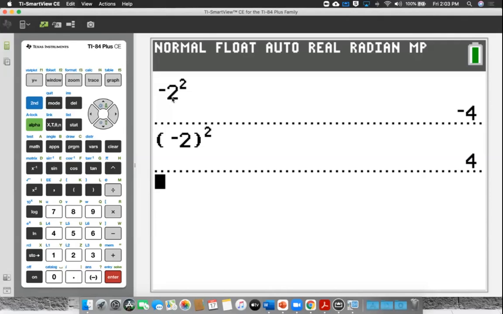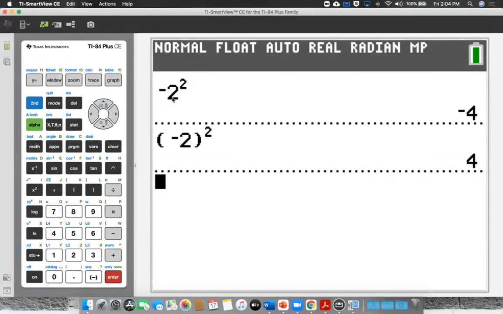And you're like, what? A negative times a negative makes a positive. You're right. But the calculator on the top one is not reading a negative times a negative. It's reading 2 squared times -1. Okay, so just be careful when you're putting stuff in the calculator. If you're not sure, put it in parentheses. It'll always be okay with parentheses.